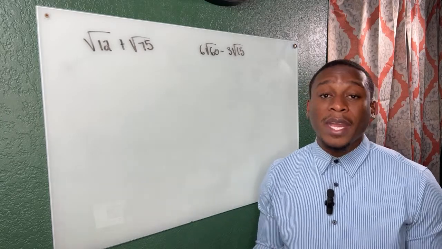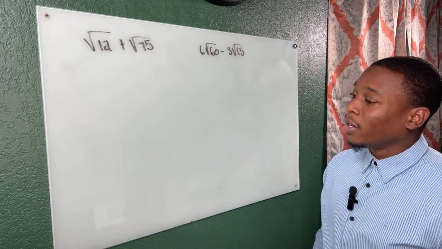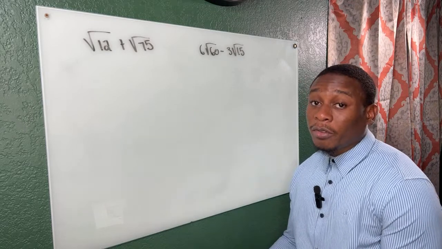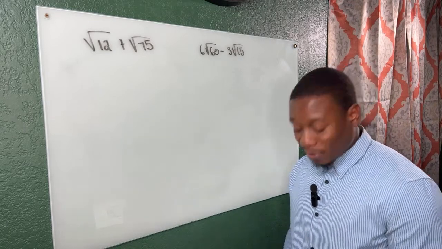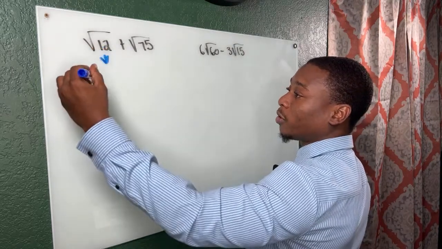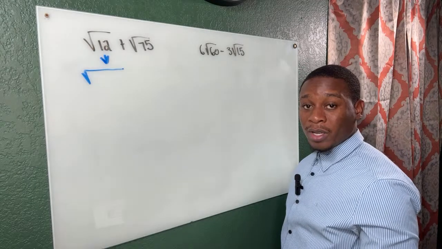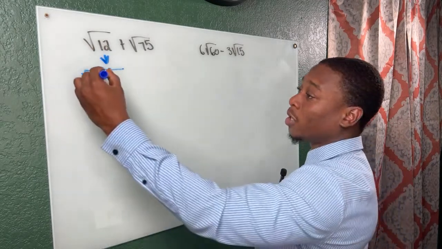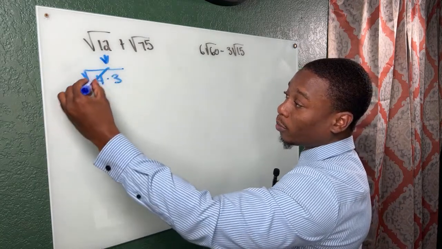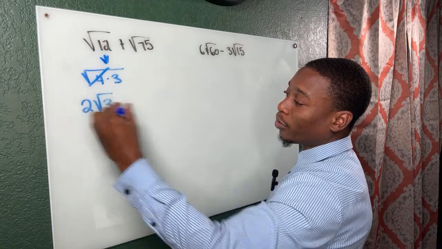So that means we can add them once we break them down. Most of these problems you're going to get, they're not going to be broken down. You have to break it down to see if we can add. Sometimes you can't add. So let's look at this. When we look at 12, the largest perfect square that goes into it is 4. 9 cannot go into 12. So I have 4 times 3. When we simplify more, meaning take the square root of 4, this turns into 2 radical 3.